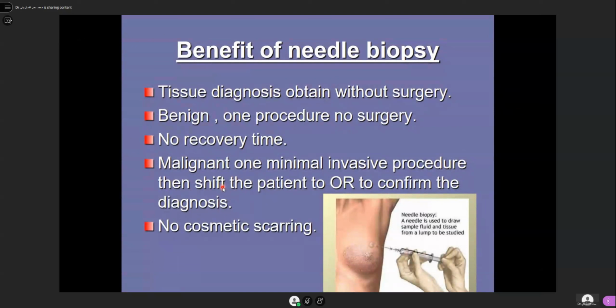We can perform the needle biopsy to confirm our diagnosis. Tissue diagnosis is obtained without surgery. Benign: one procedure, no surgery. There is no recovery time. Malignant: one minimally invasive procedure, then shift the patient to OR for definitive treatment. No cosmetic scarring.